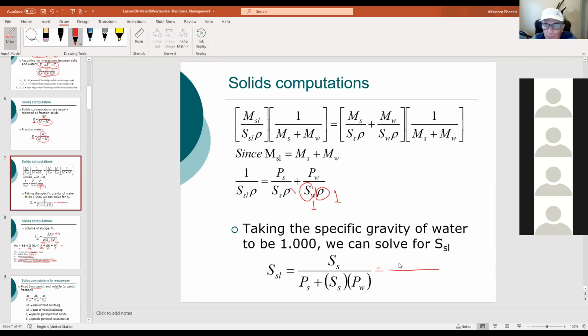So this is 1.2. PS, percent solids, guys, 0.01. We just wrote that. Plus SS is the same, 1.2. Now be careful with this one. What's the percent water? 0.99. If that is 1%, the remaining water is 99%. So this is 0.99.